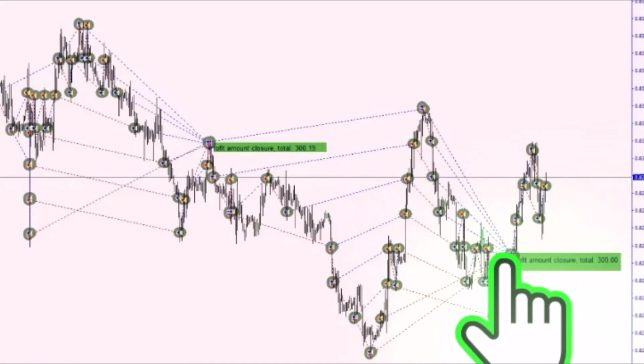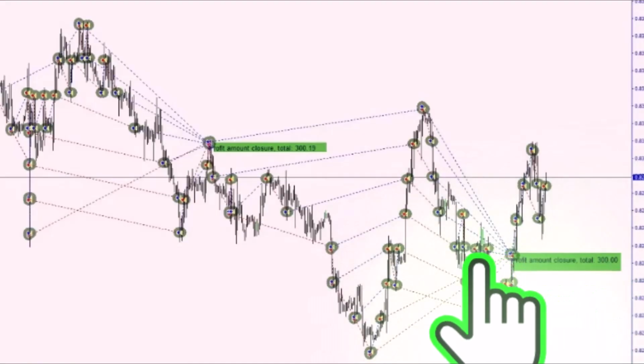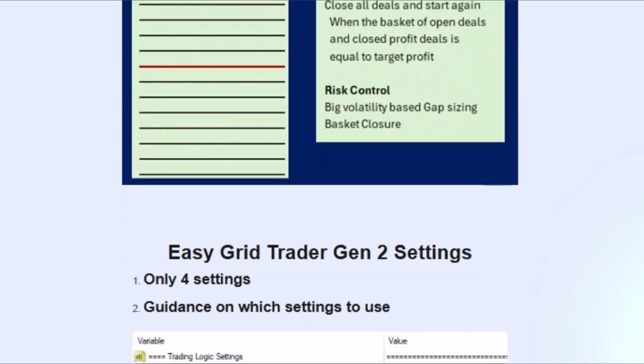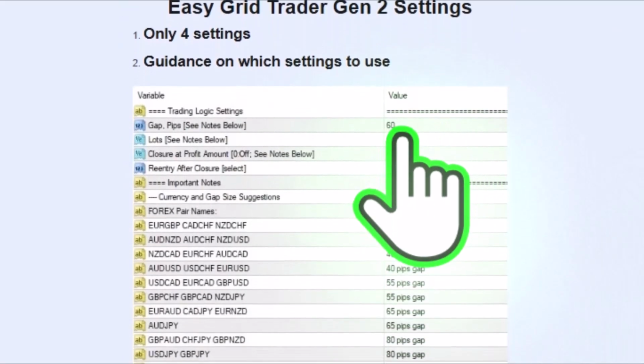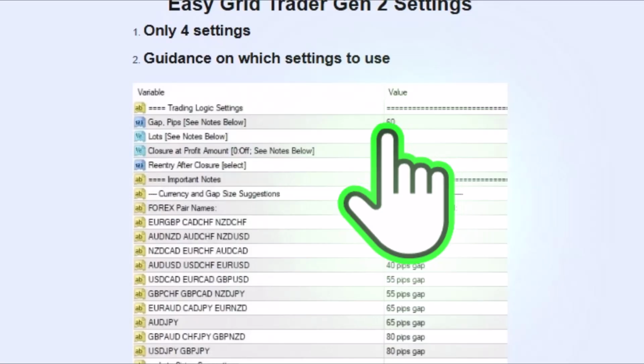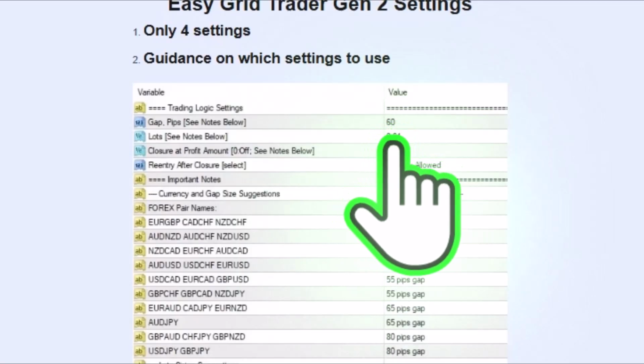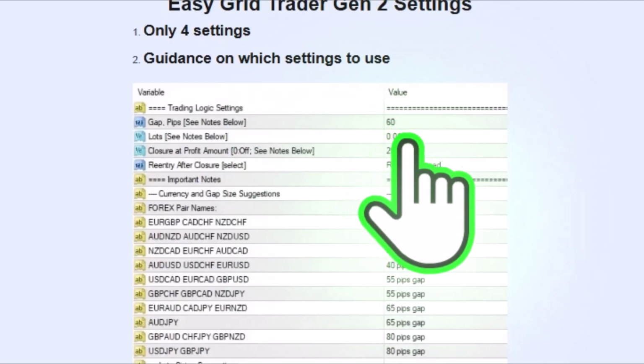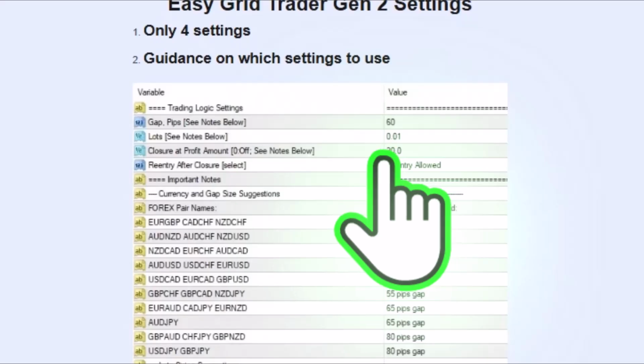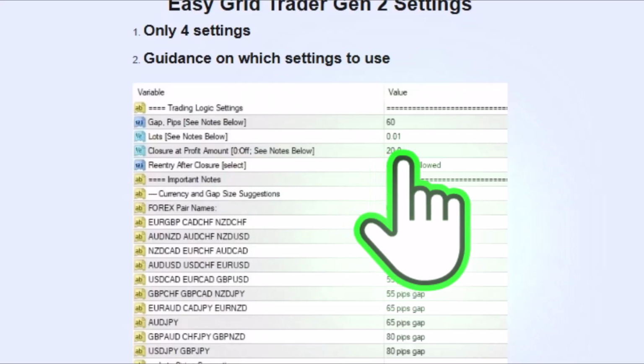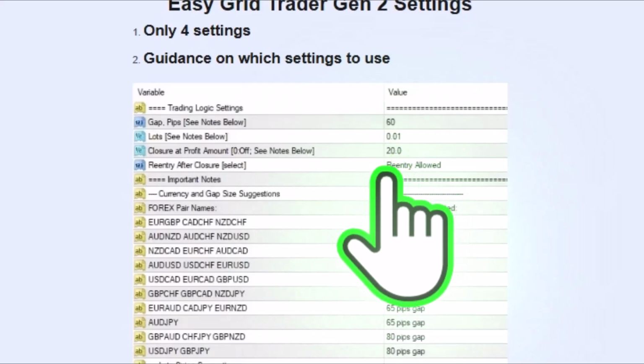So that's a really good refinement to the grid, because then you don't have all these open trades floating around and building up overnight charges. And here you can see in the settings, again, it's the grid size that you need to tell the EA about, the lot sizing, and then it says at what dollar amount do you want to close the basket of open trades. And then once you've closed it, do you want to re-enter straight away, or do you want to rest?